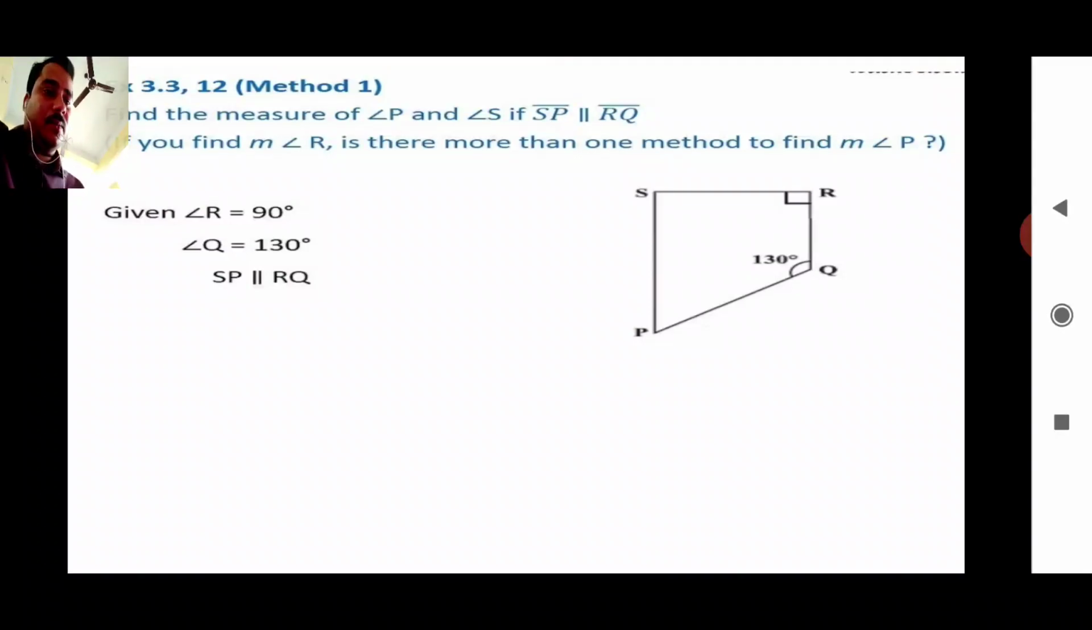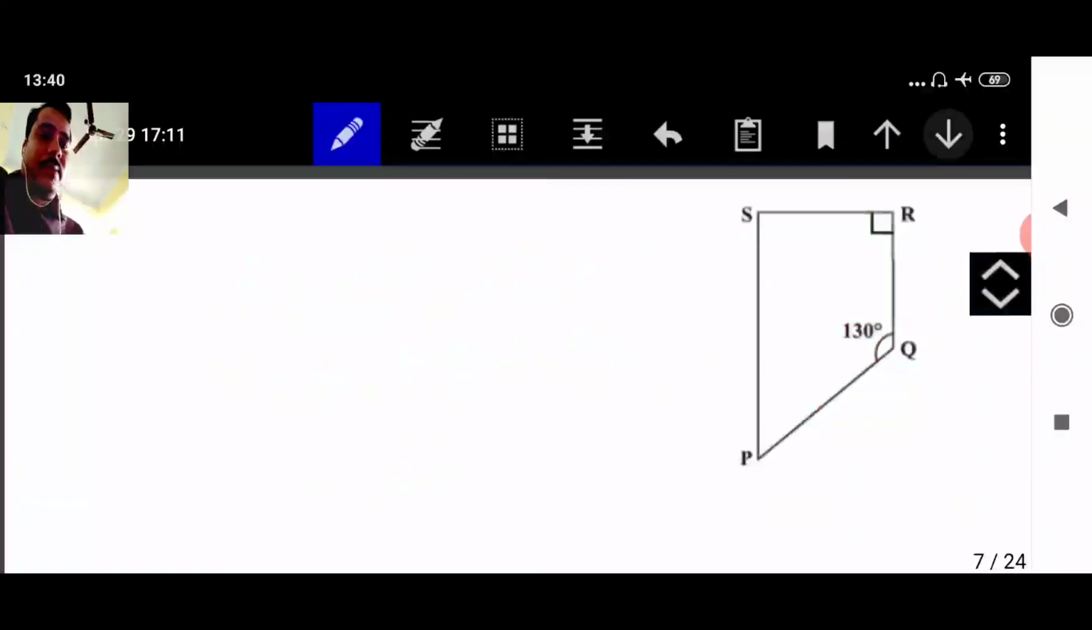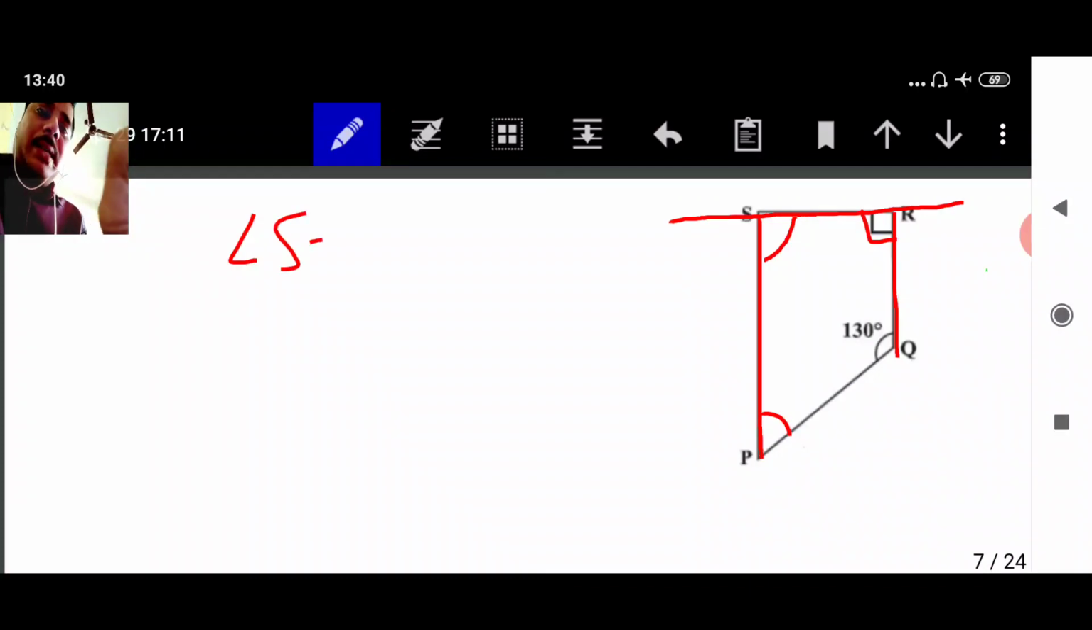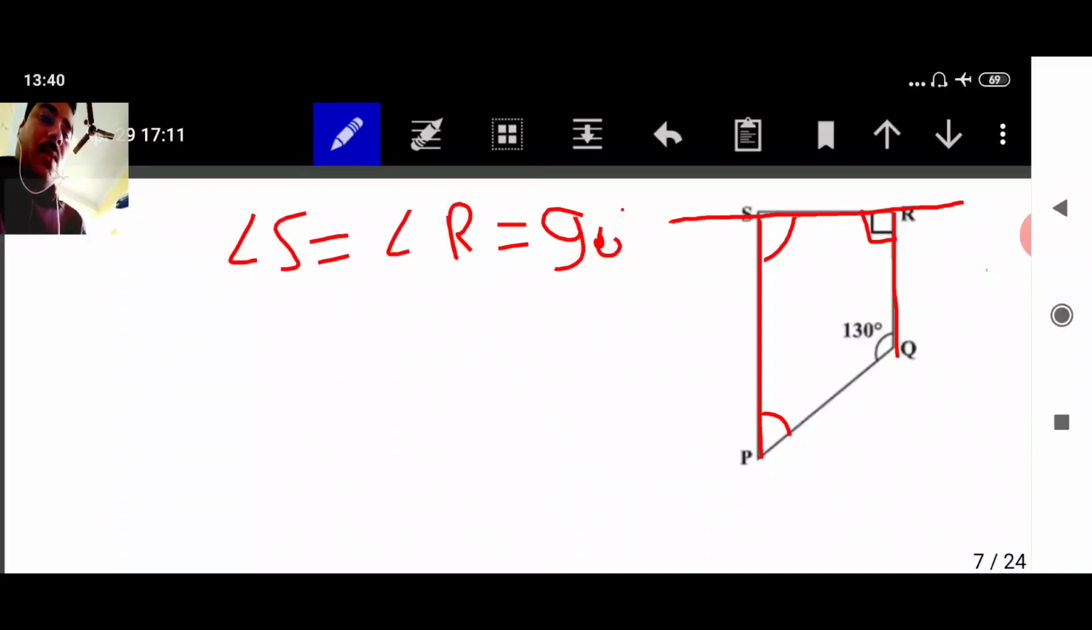SP parallel to RQ. Here it is given that SP, this line, is parallel to this line, and we want to find angle S and P. Okay student, observe here, these are parallel lines, and if we take SR as a transversal, angle R equal to 90, so angle S equal to angle R equal to 90. Why?